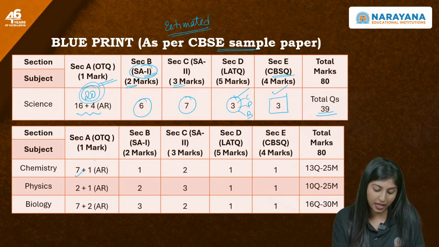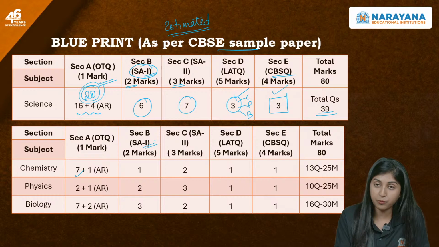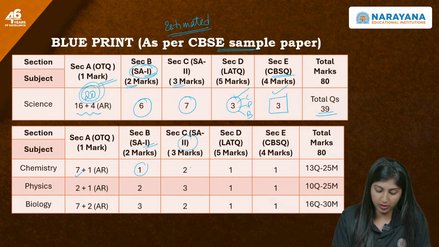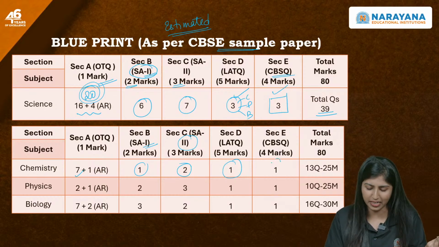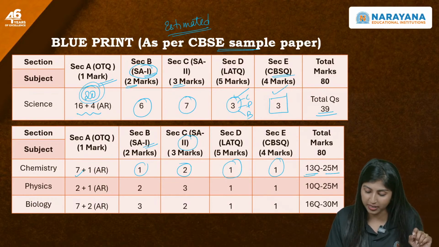ऑब्जेक्टिव 7 क्वेश्चंस होंगे और एक होगा असर्शन रीजन टाइप. सिमिलरली शॉर्ट आंसर टाइप 1, यानी कि एक क्वेश्चन जो 2 मार्क्स कैरी करता है, it will be 1 from chemistry. Short answer type 2 will have 2 questions from chemistry, and long answer type question will be 1, and then case based question also 1. Total we will have 13 questions from chemistry carrying 25 marks.